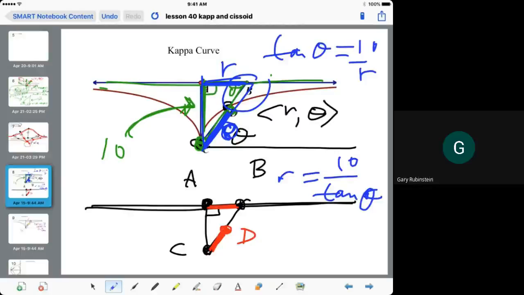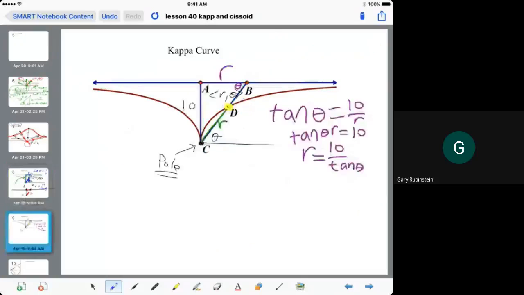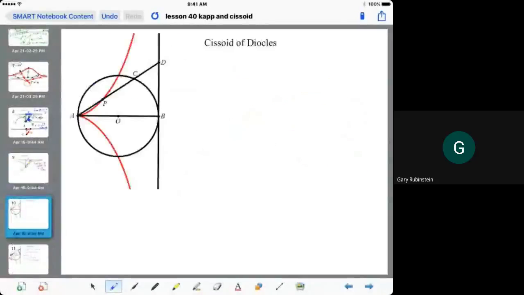I'll put this one up on the screen in a second, but let me show you what the challenge problem is for you to do for part of your homework. This last curve is also a famous curve. It's called the cissoid of Diocles.